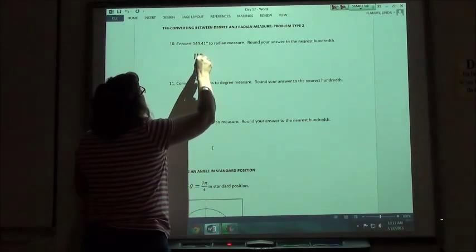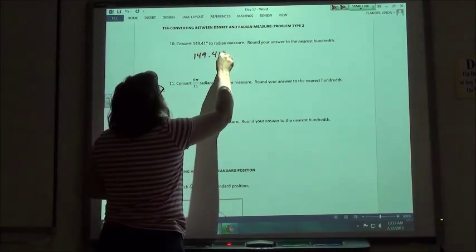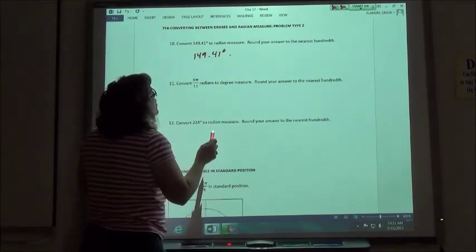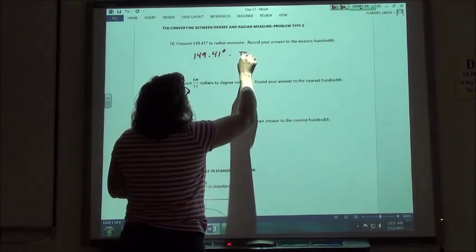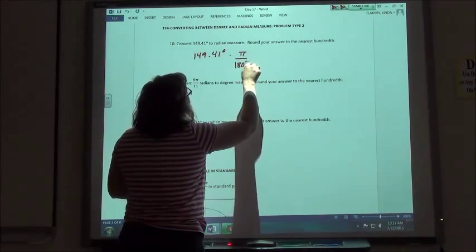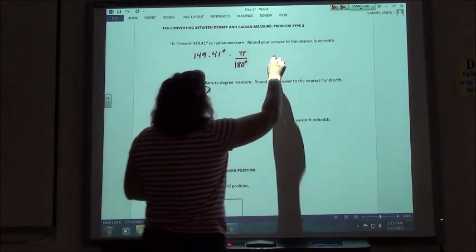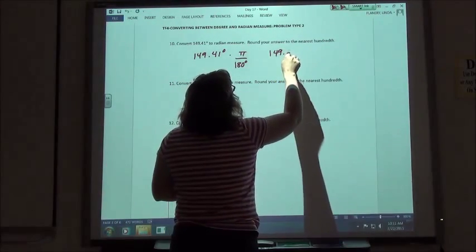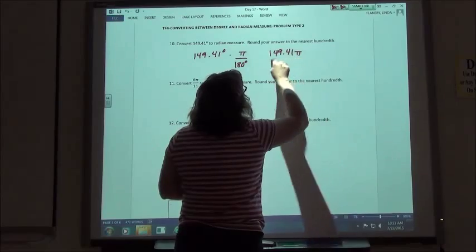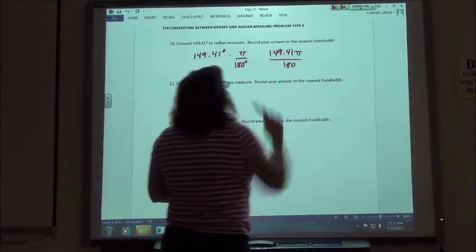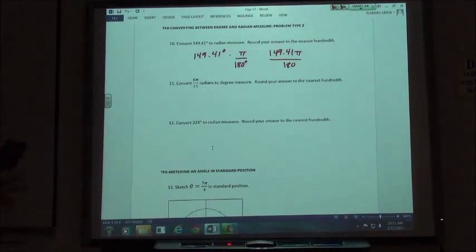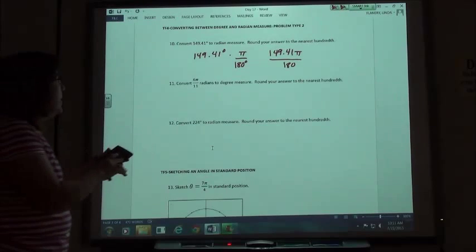If I have 149.41 degrees, in order to change it into radians, I'm going to multiply by pi over 180. So that means I have 149.41 pi divided by 180, and I'm going to put that into my calculator. Again, I'm going to use the pi button.